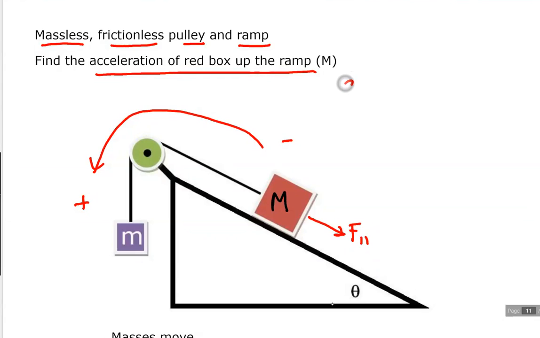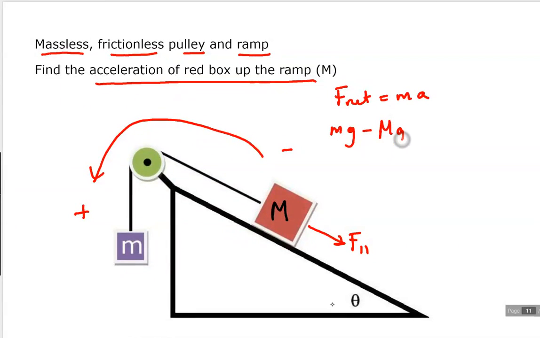So the only way to find acceleration is, well, let's do it this way. F net equals ma. It's Newton's second law. And what are the positive forces? Little mg. And the negative forces, the forces in the opposite direction, would be big Mg sine theta. And what do those two forces accelerate? Both masses. The big mass and the little mass are both accelerated.